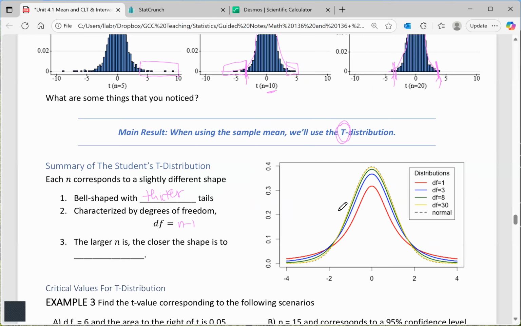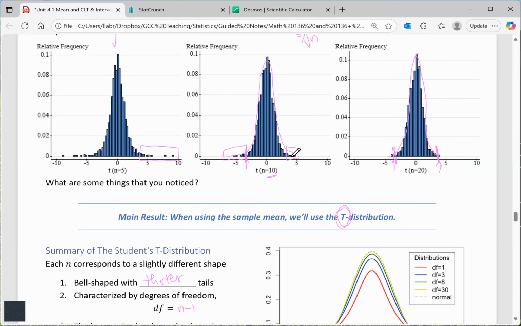So here we observe what happens. Degree of freedom 1 is the red curve. Notice how thick the tails are and how it goes beyond 4 standard deviations to the left and to the right. 3 standard deviations, it looks like the blue, so slightly thicker tails. Sample size 10 would mean degrees of freedom is 9. Notice how thin the tails become. And then sample size of 20 means degrees of freedom is 19.